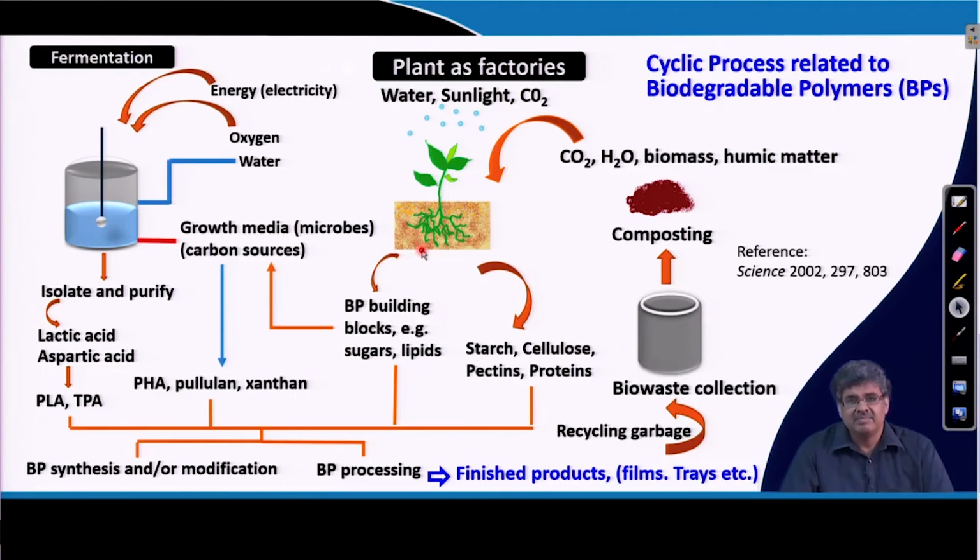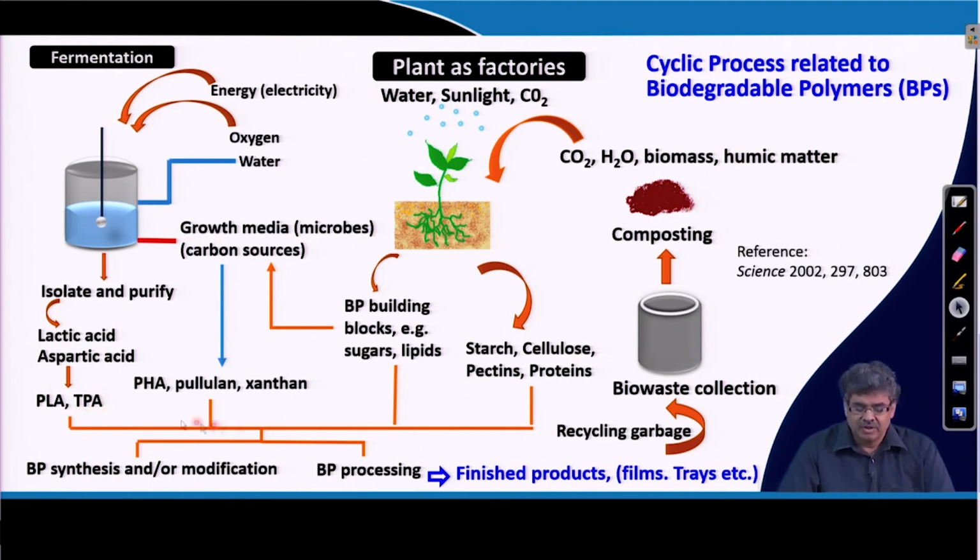They also make building blocks for biodegradable polymers, like sugars and lipids, which can be polymerized. These sugars and lipids can also be converted using a biotechnological route, using microbes, to polymers like polyhydroxyalkanoates, pullulan and xanthan. Or they can be fermented to monomeric products like lactic acid and aspartic acid, which can be used as monomers for making biodegradable polymers like polylactic acid or thermal polyaspartate, and so on.